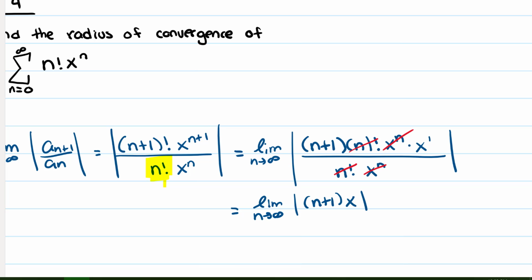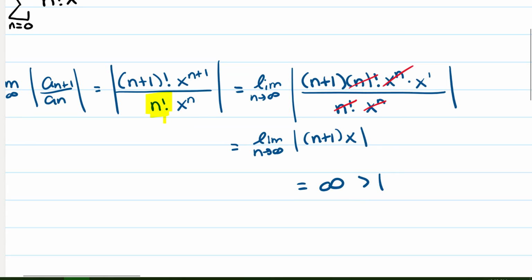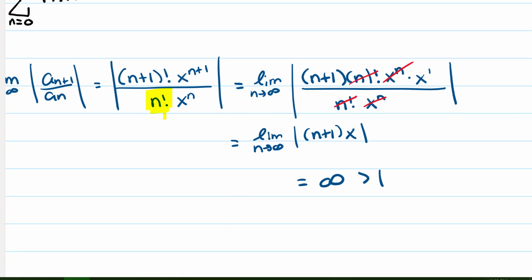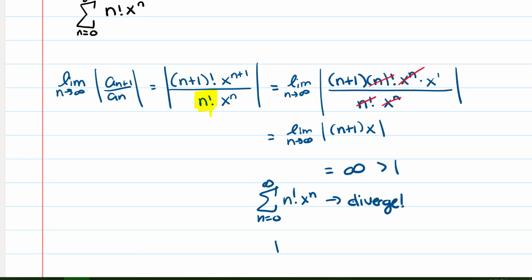Alright, well, I get infinity. And infinity is definitely larger than 1. So because it's larger than 1, this series is going to diverge. And we can kind of expect that because every time you increase n, the numbers are just going to get bigger and bigger and bigger, and you keep adding them up. So if you diverge, then your r, your radius of convergence, is 0.